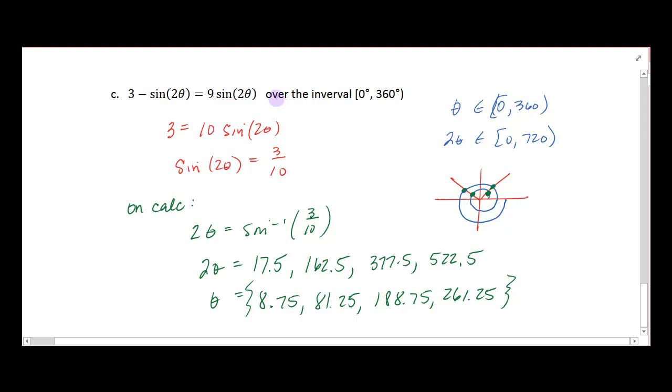So remember, when you find an inverse function on our calculators, remember what the calculator is returning for us, and then remember how to get the remaining angles that you may need.